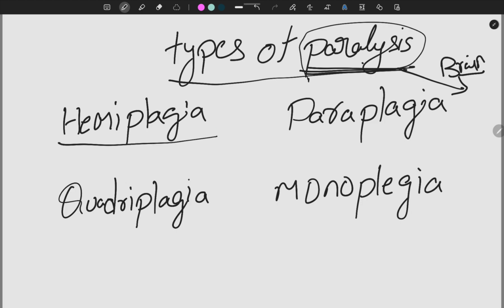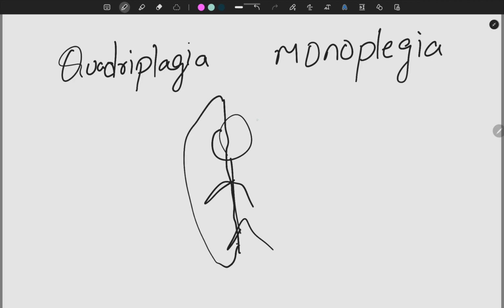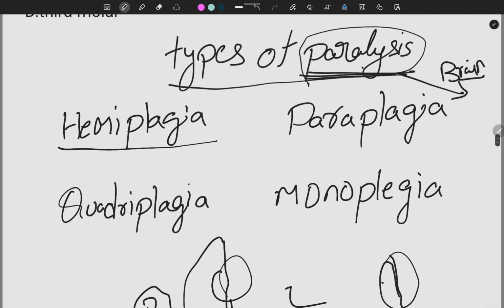In hemiplegia, the person has one side of the body paralyzed, either right or left. If the person has damage to either hemisphere of the brain, which is nothing but the two parts of the brain, then if the person is injured on this side, the person may have paralysis on the other side. So hemiplegia is nothing but one side of the body, right or left, being paralyzed.